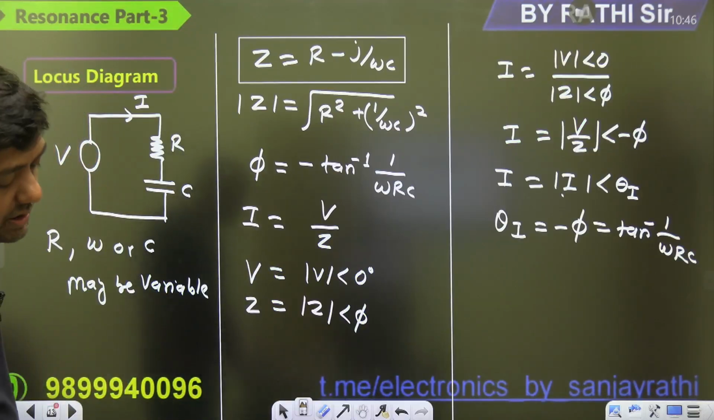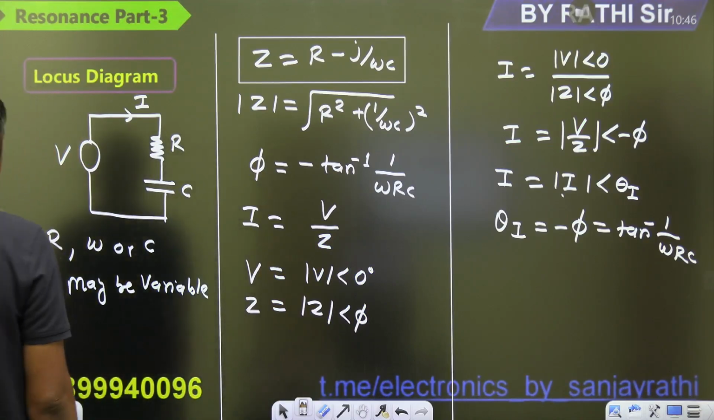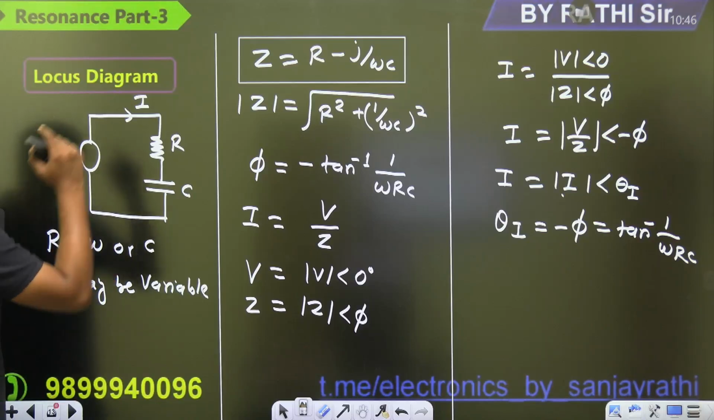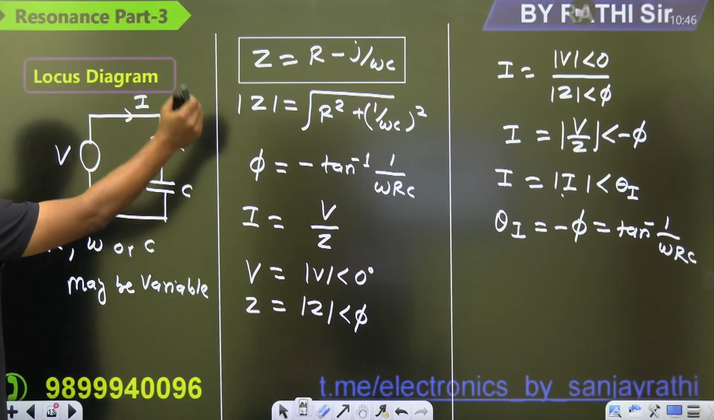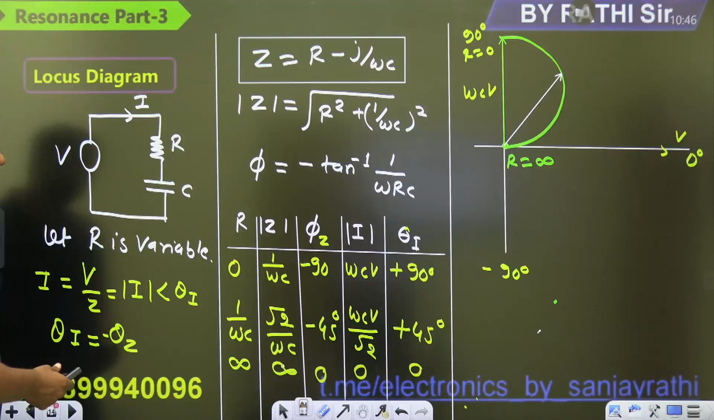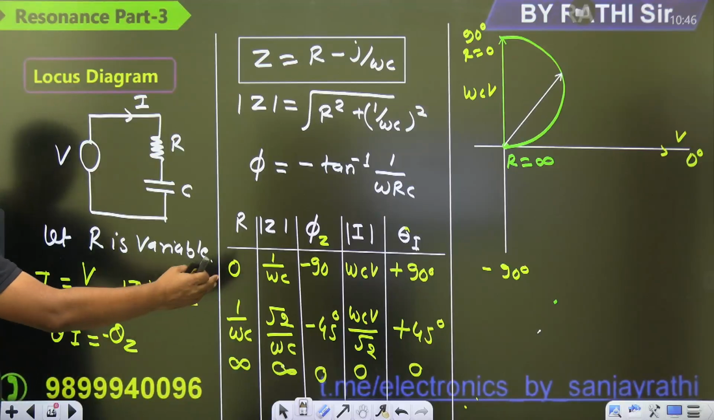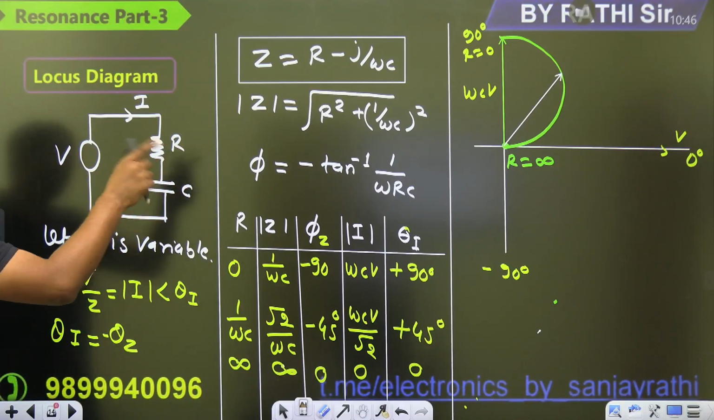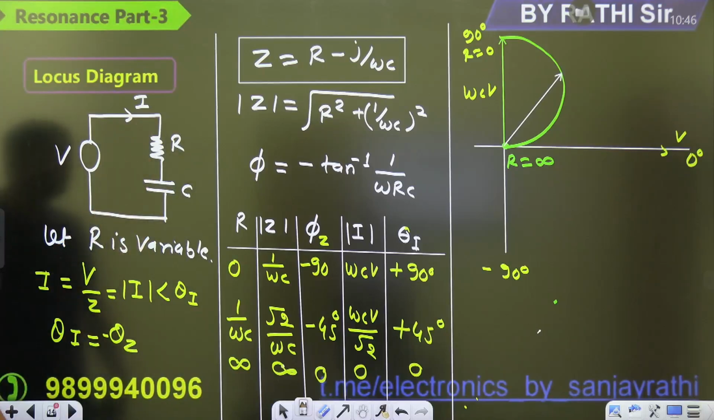Now, RC circuit, just a quick revision. In an RC circuit, R may be variable, or omega, or C. We have to give the variable values of Z and variable values of I. If R is variable, then first of all draw a proper table, and then plot it on the diagram. You will connect all the tips of the phasor, and you will get a semicircle in the first quadrant if R is variable in an RC circuit, right?